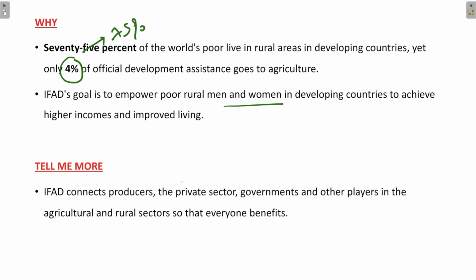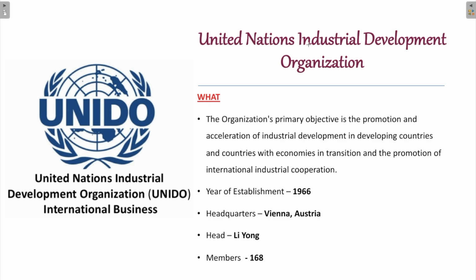Moving on to the next organization, that is the United Nations Industrial Development Organization, and as the name suggests, this organization has the primary objective to promote and accelerate industrial development. Always remember the primary objective of these organizations, as some organizations are specially established for the developed countries and some for the developing countries. So do remember the primary objective or the focus areas of these organizations. The United Nations Industrial Development Organization is for the developing countries and to accelerate their industrial development.